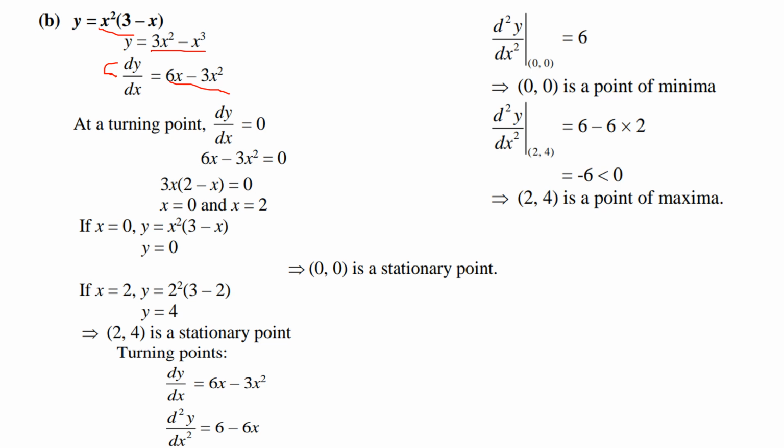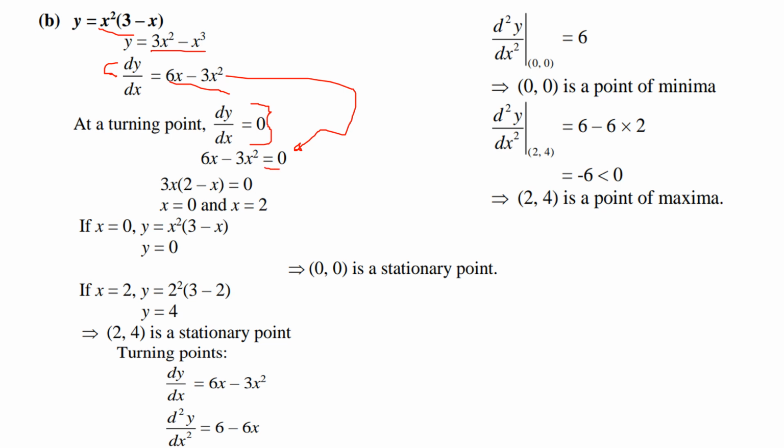And then we make a condition that at turning points, remember that turning points are the same as stationary points, the first derivative, or dy/dx, must always be equal to 0. So we take this expression and equate it to 0. We end up with 6x minus 3x squared being equal to 0.